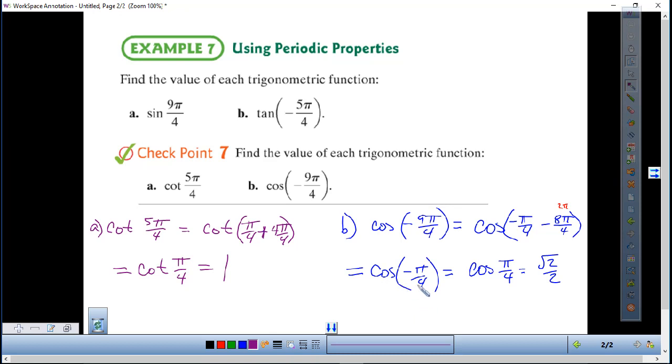And once we know that cosine is an even function, which means the cosine of negative theta is just the same thing as cosine theta. In other words, this negative right here doesn't matter. It doesn't matter if it's a negative pi over 4 or a positive pi over 4. It's still just going to be square root of 2 over 2.